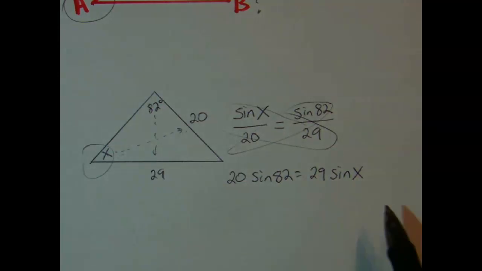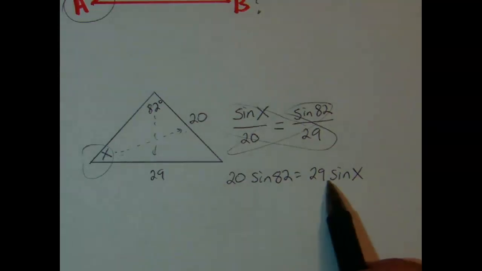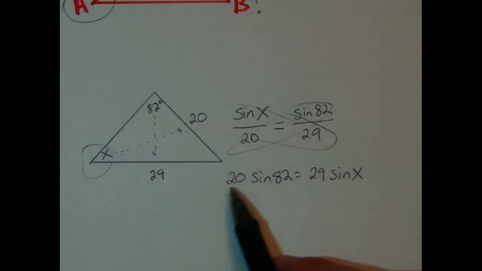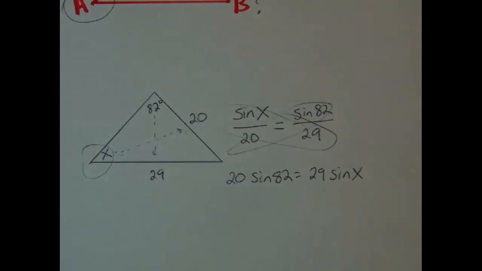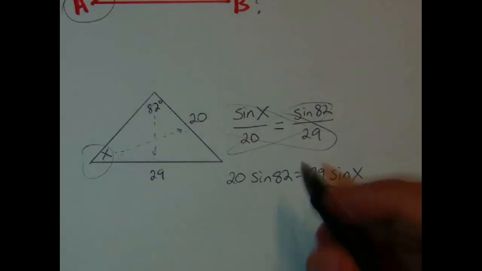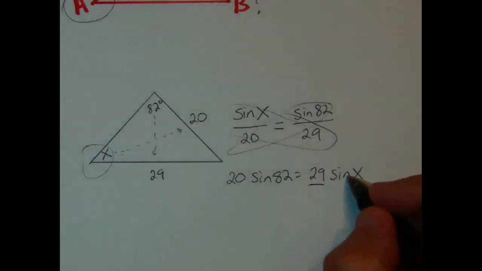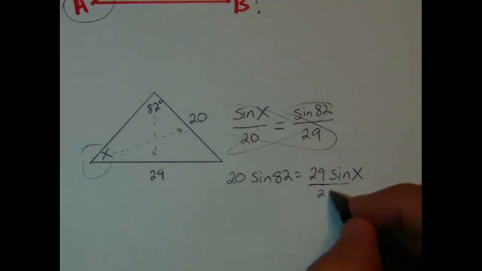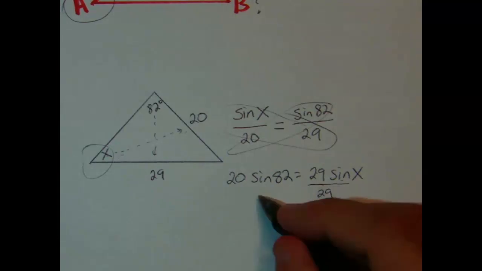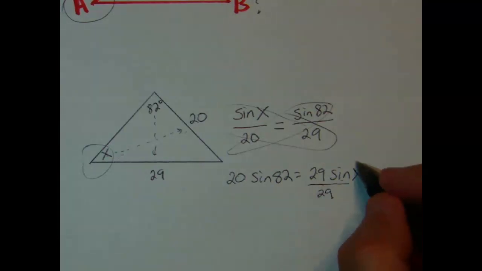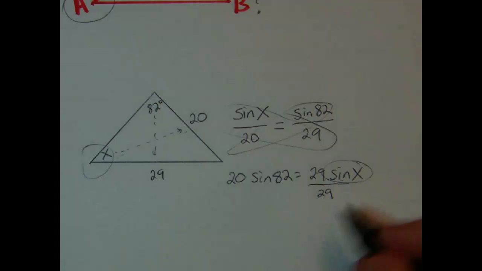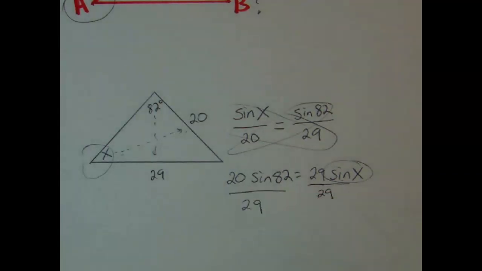Now keep in mind, you could have it either way. You could have said 29 sine X on the left, 20 sine 82 on the right. It's going to give you the same answer. I'll actually show you the other way on our next example. Now let's solve for X. The sine is linked to the X. So when I get rid of the 29, only the 29 is coming over, the sine is not, because these two are linked together. So I divide by 29, divide by 29.